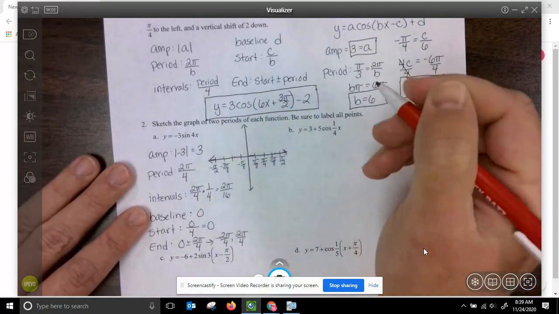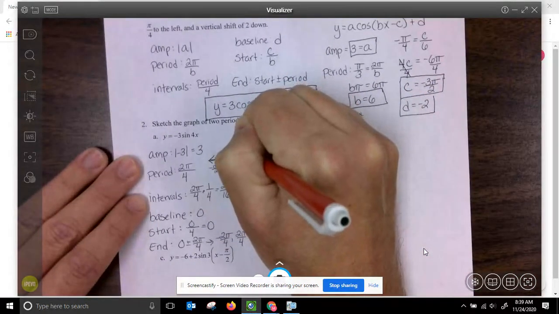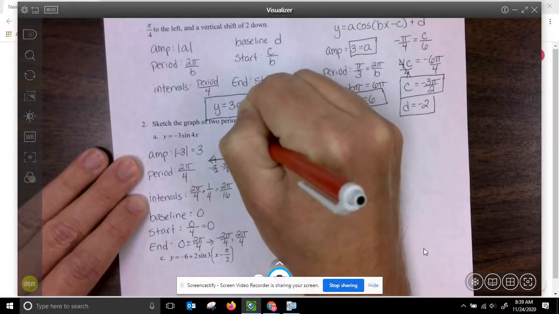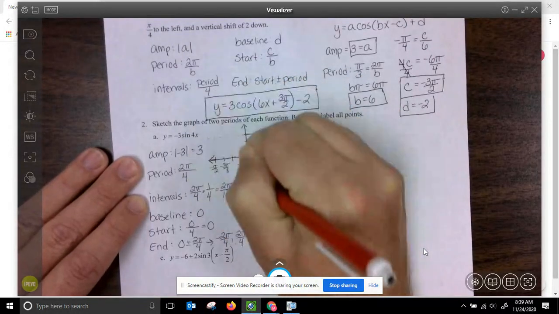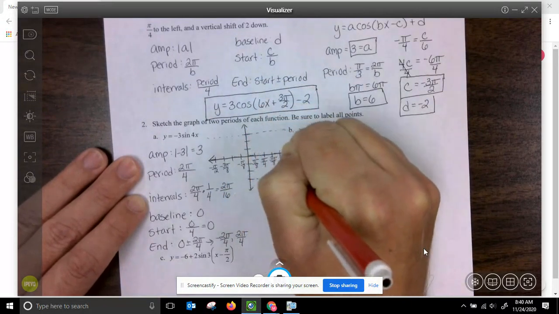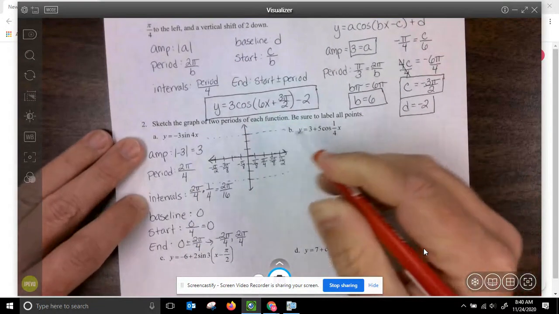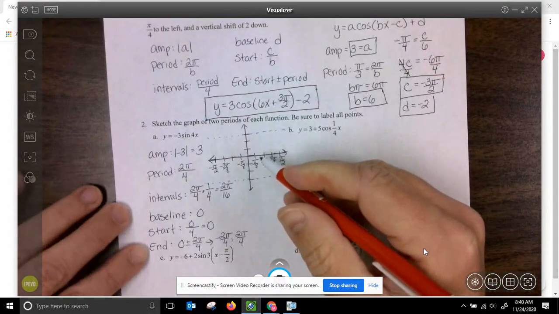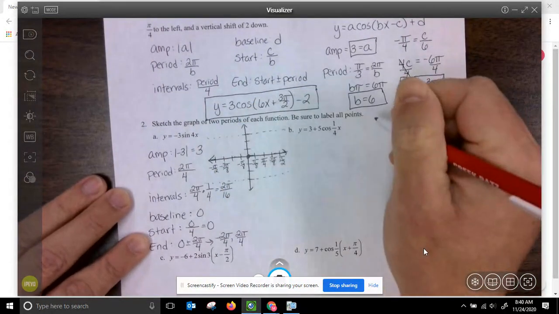I can't really tell on that, but all right, our amplitude is 3. That means we go up 3 from my baseline, and I go down 3 from my baseline. All right, this is sine. Sine always starts on the baseline, and my start is 0, so I will put a point here.